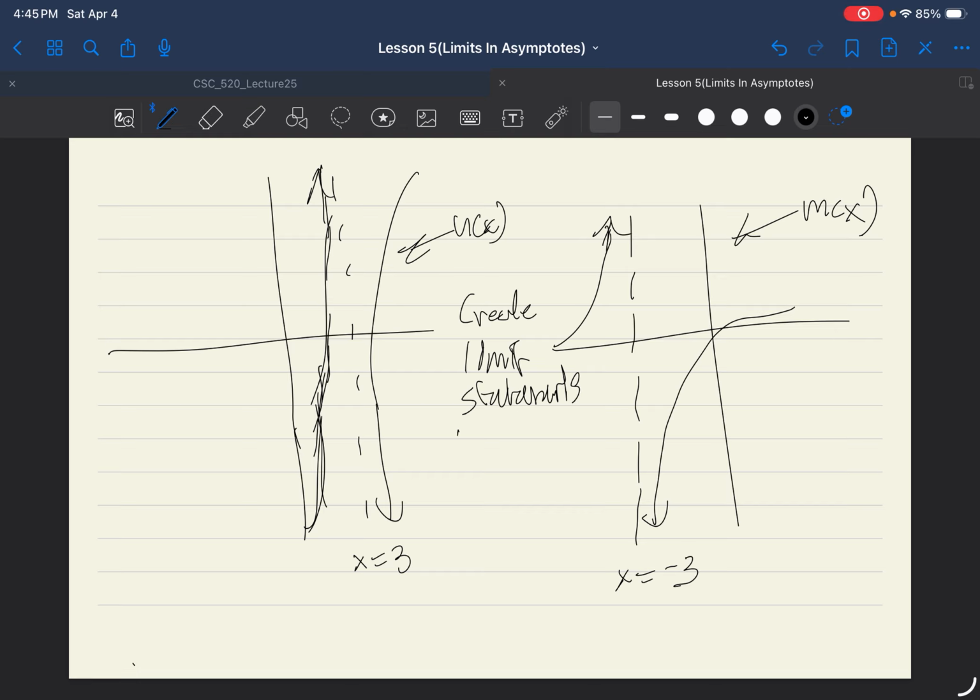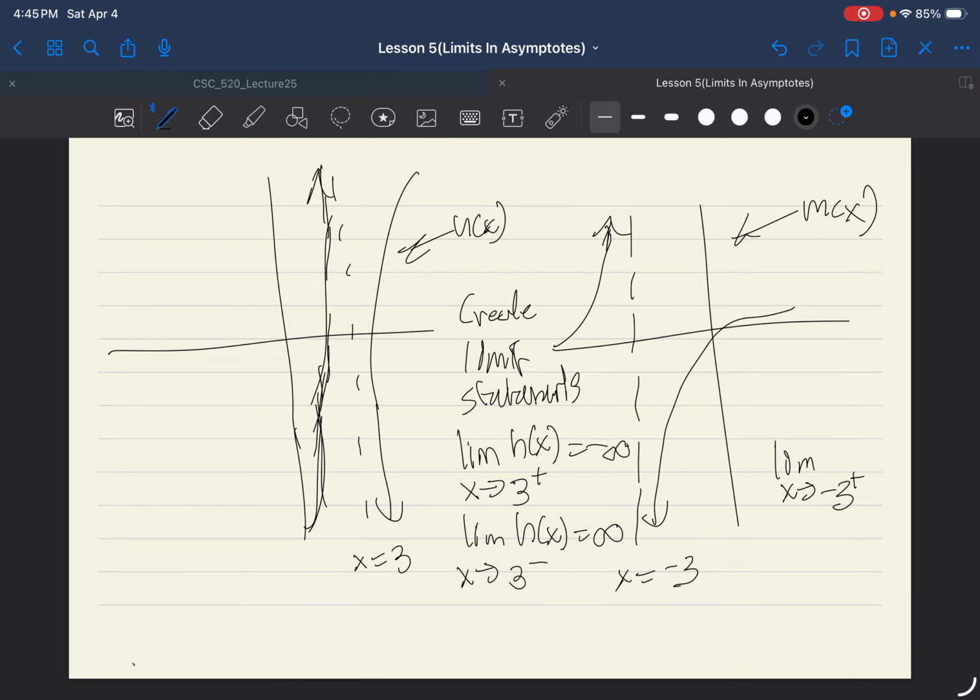So this is the limit as x approaches 3 from the right of h of x is going to be equal to negative infinity, right? The limit as x approaches 3 from the left of h of x is going to be infinity. The limit as x approaches negative 3 from the right of m of x is going to be negative infinity.